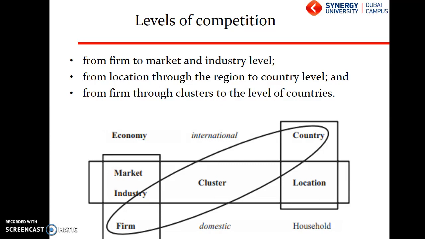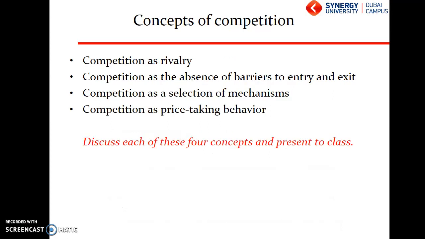Competition can happen at firm level, and when you have established the firm from the perspective of the theory of the firm, we go to the market. And from the market, you have to compete at industry level. Or competition can start from a location in Dubai, Jumeirah Lake Towers, through to the region and to country level. Or we can look at competition from firm through to clusters or conglomerates to the level of countries. So we need to be able to explain these different levels of competition in that respect.